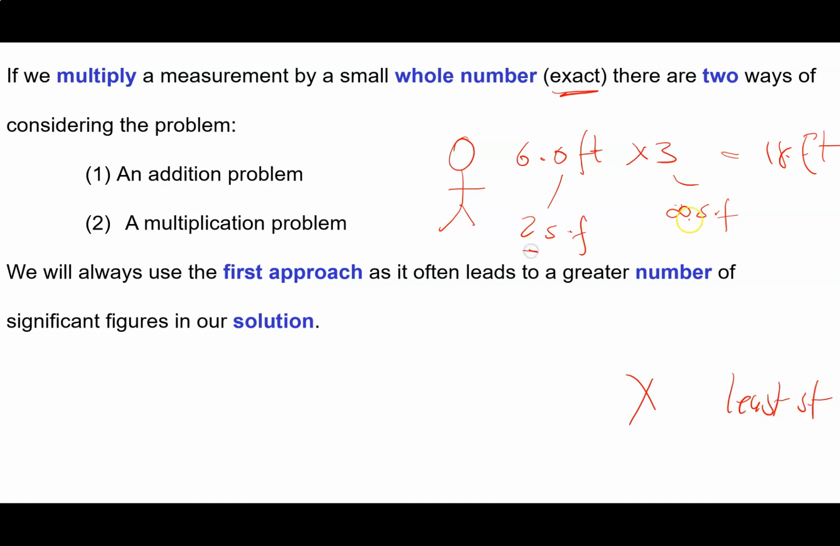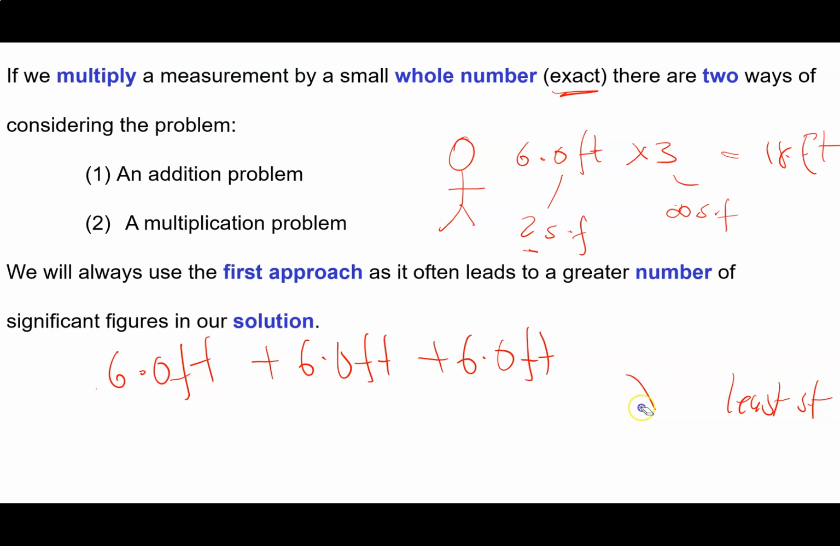So 2 is smaller than infinity. So 18 feet. There we go. That's my answer. 18 feet. Now, I could also do this if I wanted to find the total height of 3 people that are 6 foot tall. I could treat it as an addition problem. 6 feet plus 6 feet plus 6 feet.